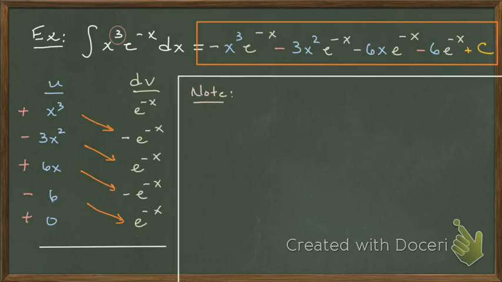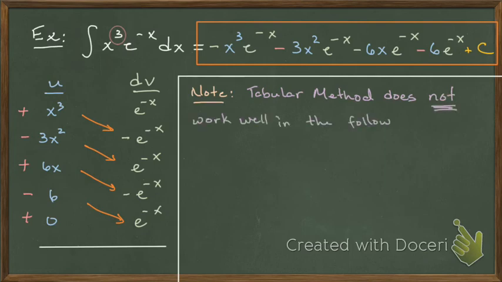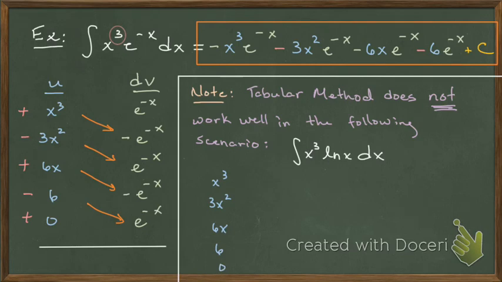Okay? So a quick note, this tabular method doesn't work when the parts change around. In the following scenario, for example, working with an integral of x cubed natural log x. Okay, and we can try to go through it. We would set up our u and our dv column. First, we would think, just as the examples before, that u would be x cubed. We take some derivatives, no big deal. That means our dv column would start with natural log of x.